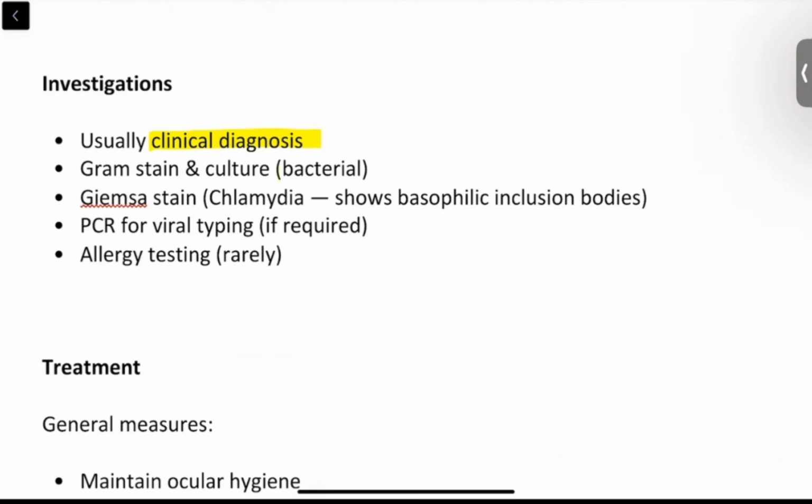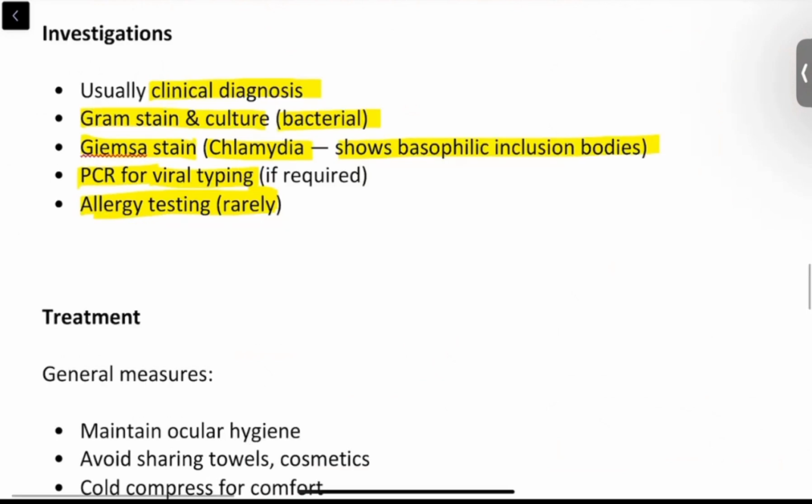Other than that, if it is a bacterial, we can take a culture, and we can do gram stain and send for culture and select appropriate antibiotic also. Giemsa stain can be done for diagnosing chronic bacterial conjunctivitis like chlamydia, which shows basophilic inclusion bodies. And if it is a viral conjunctivitis, we can send for PCR. And allergy testing, which is rarely done for allergic conjunctivitis.